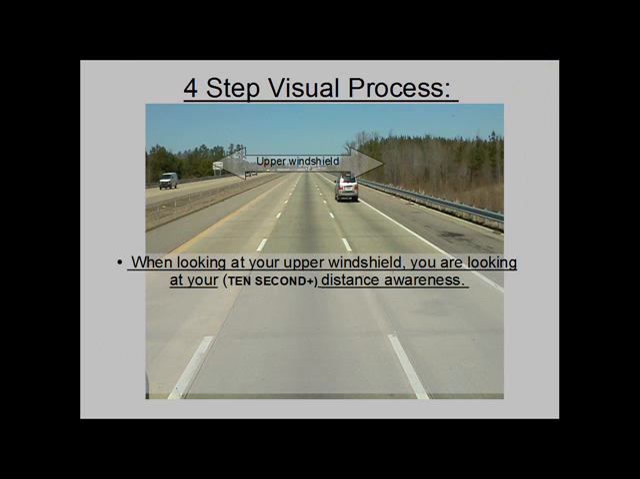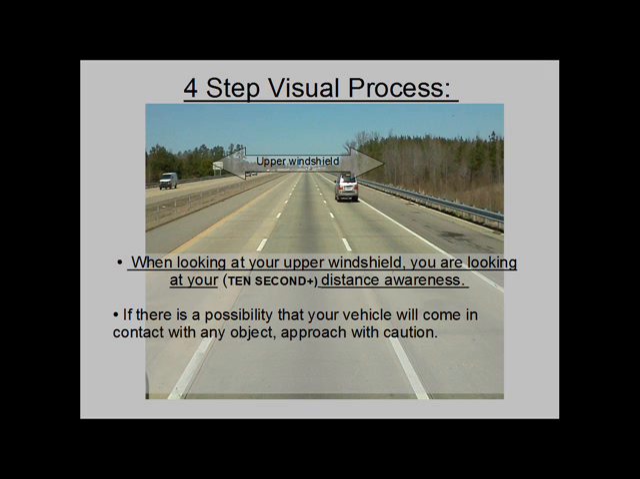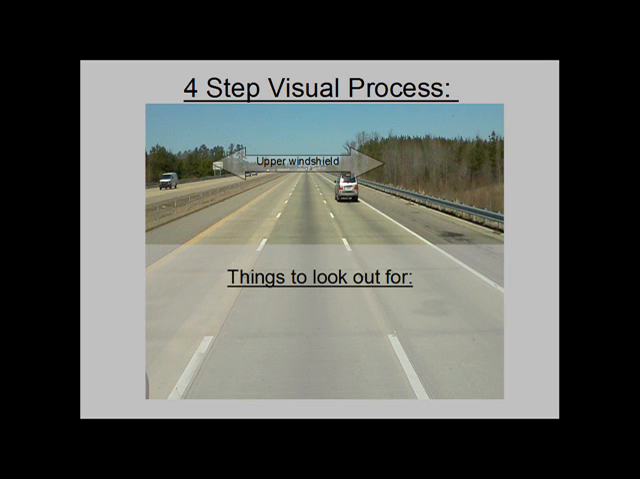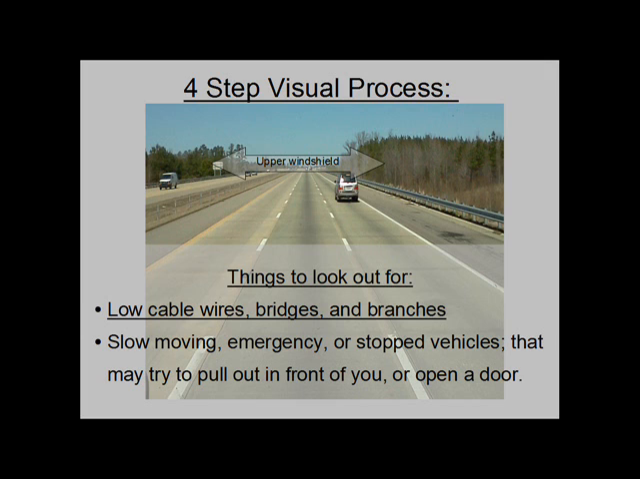When looking at your upper windshield, you are looking at your 10 seconds or more distance awareness. If there is a possibility that your vehicle will come in contact with any object, approach with caution. Prepare to switch lanes if possible. If unable to switch lanes, start slowing down and prepare to stop. Things you would want to look out for, starting with overhead clearance objects, would be low cable wires, bridges, and branches. You will also want to look out for slow-moving, emergency, or stopped vehicles that may try to pull out in front of you or open a door.